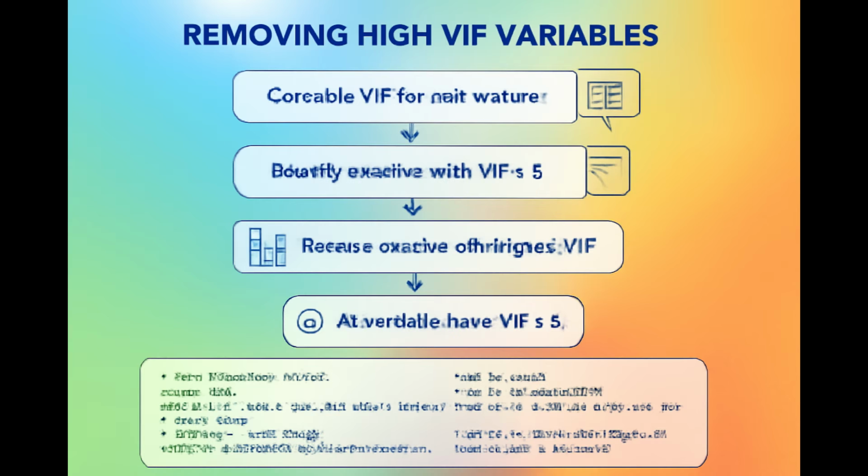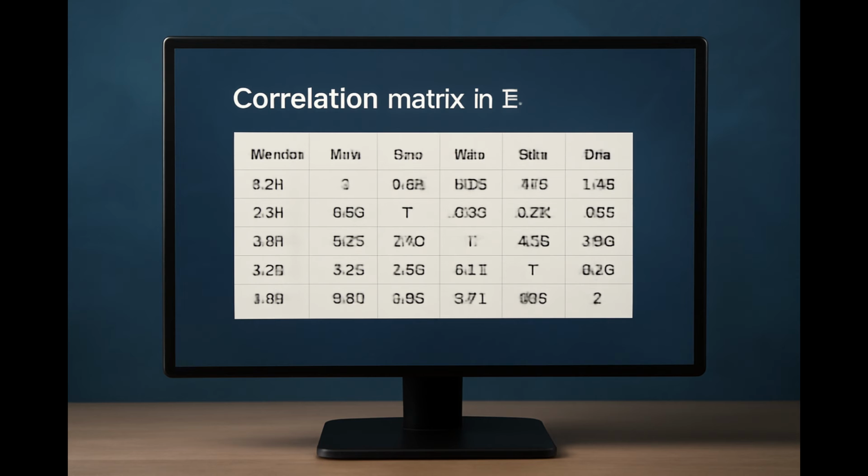Next, we will compute the condition number. The condition number measures the stability of a matrix. A value greater than 30 indicates serious multicollinearity. In this case, the condition number is 21.28, suggesting that multicollinearity is not a significant issue.